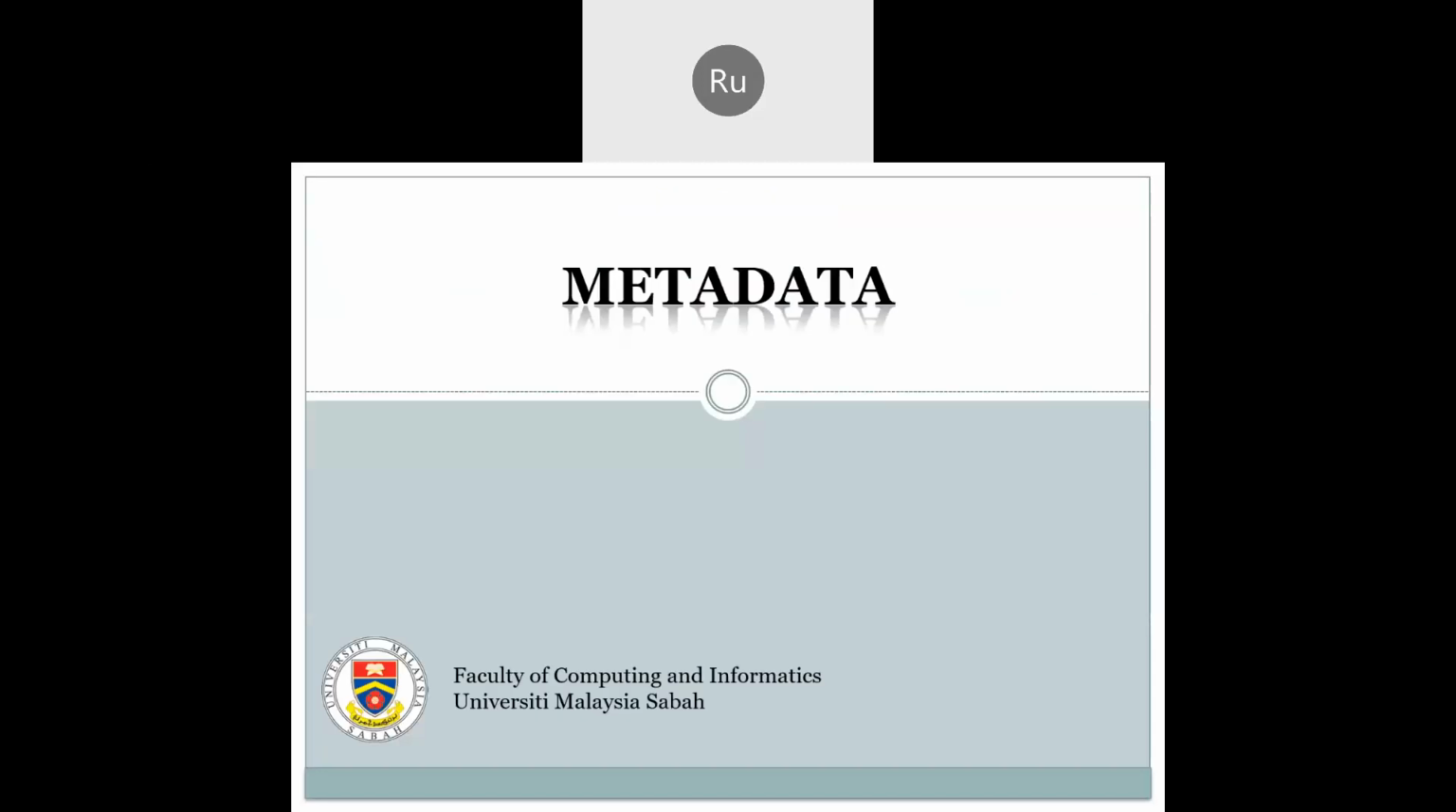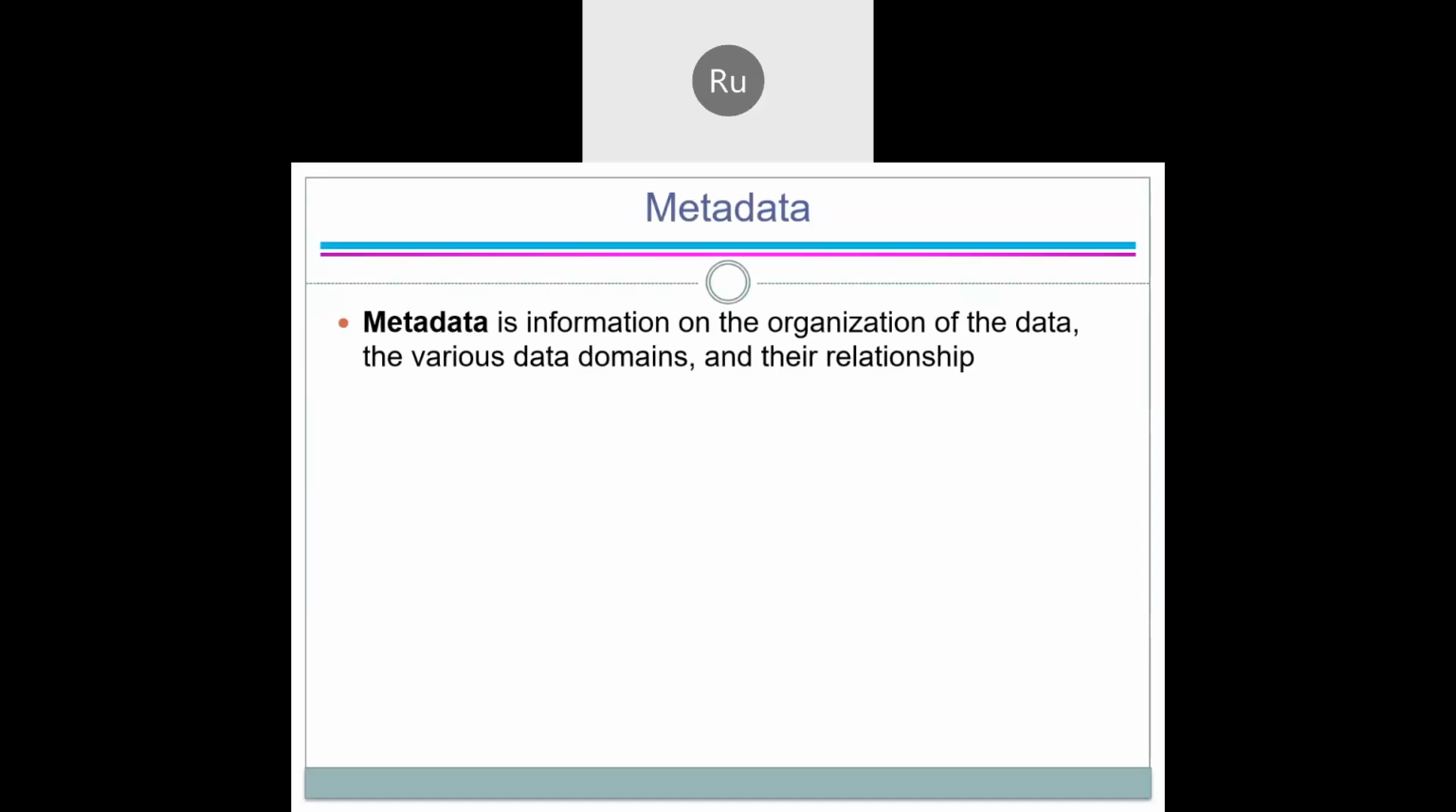So we look into the metadata. This is information about the information that we have. So metadata is the information on the organization of the data, how we organize them, and the various data domains and their relationship. If we refer to a database, we are looking at the structure of the database: how many columns, what are the types of columns we have, do they have a primary key or composite key, to which table they are referring to, and so on.